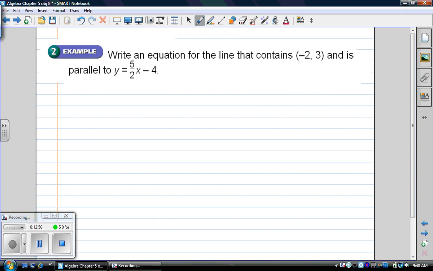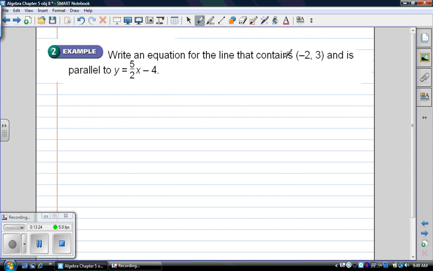Next example, write an equation for the line that contains negative 2 comma 3 and is parallel to y equals 5/2 times x minus 4. Now you could stop the recording at this time if you don't want to see the solution, and then pick the recording back up to see the solution. All right, now let's find the solution.